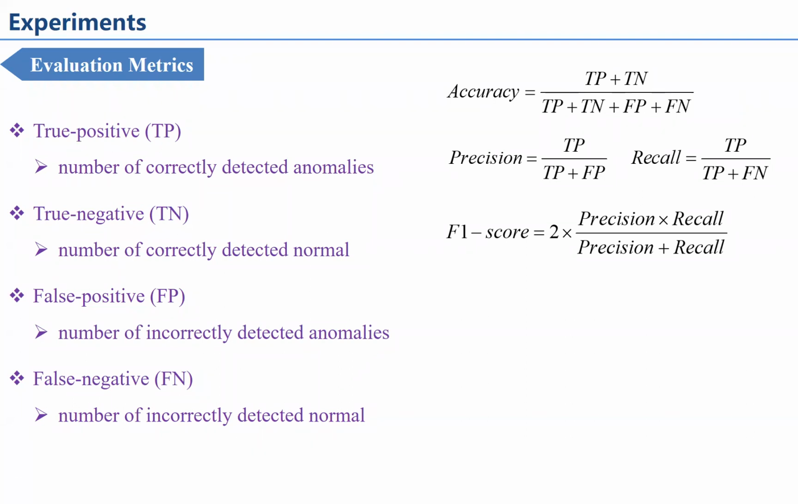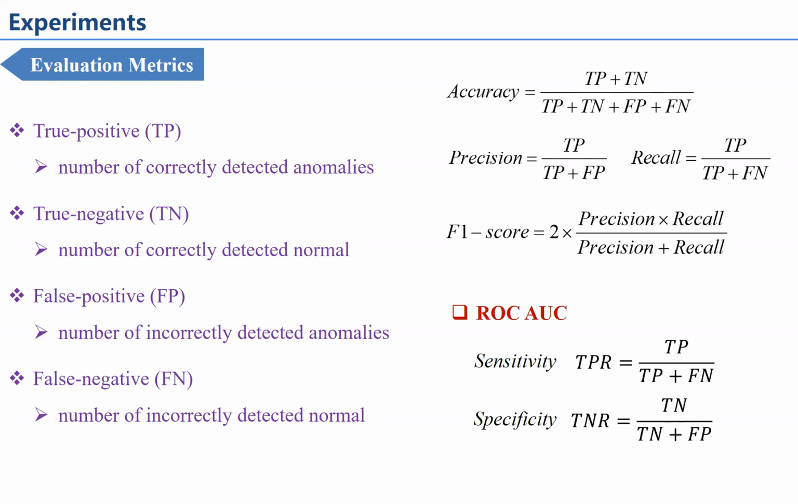Another significant indicator is the receiver operating characteristic area under the curve, ROC AUC. To measure ROC AUC, we need the diagnostic sensitivity, which depends on the true positive rate, also seen as the recall ratio, and the specificity, which is expressed by the true negative rate. They are calculated by these 2 equations.